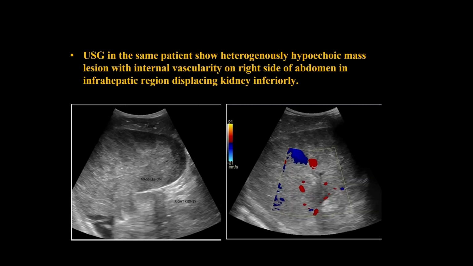USG in the same patient shows a heterogeneously hypoechoic mass lesion with internal vascularity on the right side of the abdomen in the infrahepatic region, displacing the right kidney inferiorly.